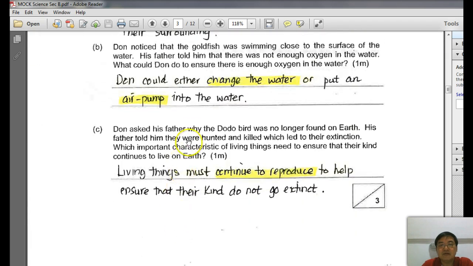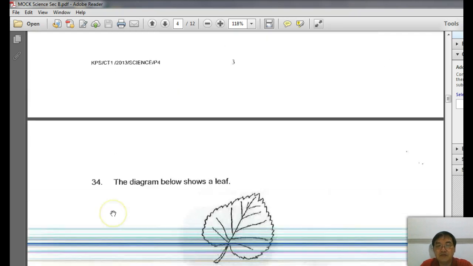And now Don asked his father why the dodo bird was no longer found on Earth. Now his father told him that they were hunted and killed, which led to their extinction, so they no longer exist, right? Now which important characteristic do living things need to ensure that their kind continues to live on Earth? So to continue to live on Earth, living things must continue to reproduce, right? To help ensure that their kind do not go extinct. Okay, let us continue from here.